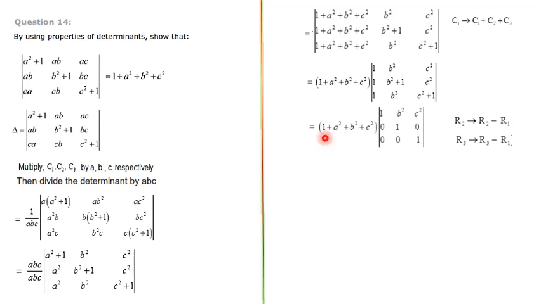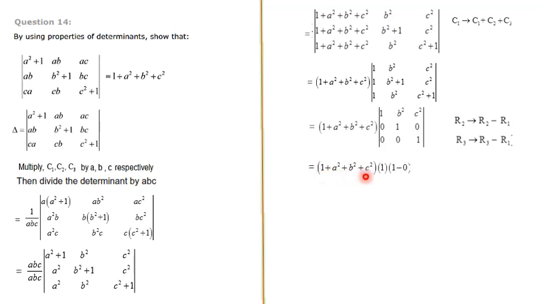Go for the calculation. That is 1 plus a square plus b square plus c square into first row remains the same, 1 b square c square same. Here R2 is changing, R2 minus R1. So 1 minus 1 that is 0. B square plus 1 minus b square that is 1. Then c square minus c square that is 0. Next R3 changes to R3 minus R1. So again 1 minus 1 that is 0. B square minus b square 0. C square plus 1 minus c square that is 1. C square cancelled. So we can expand now.